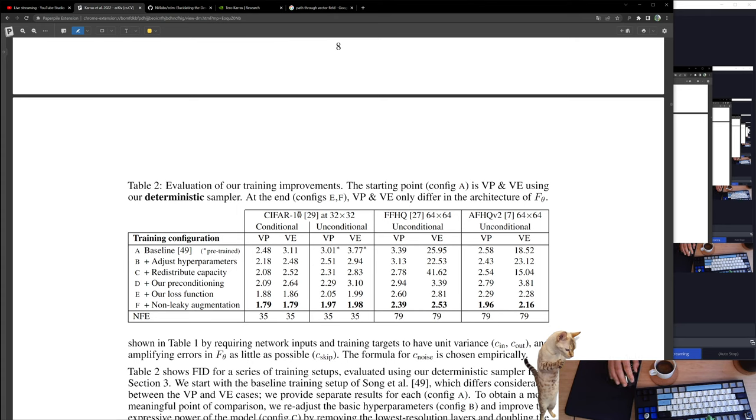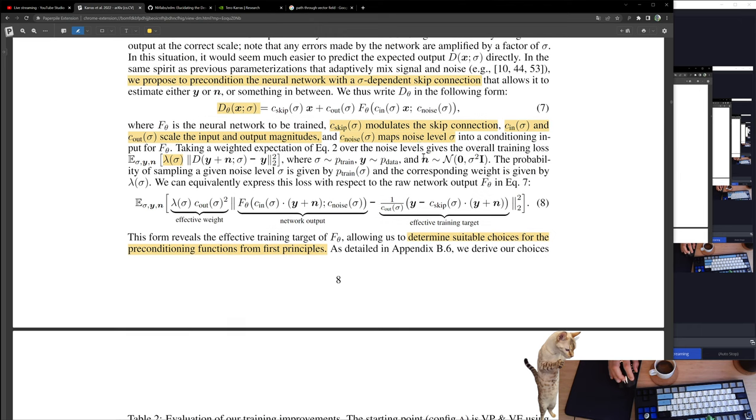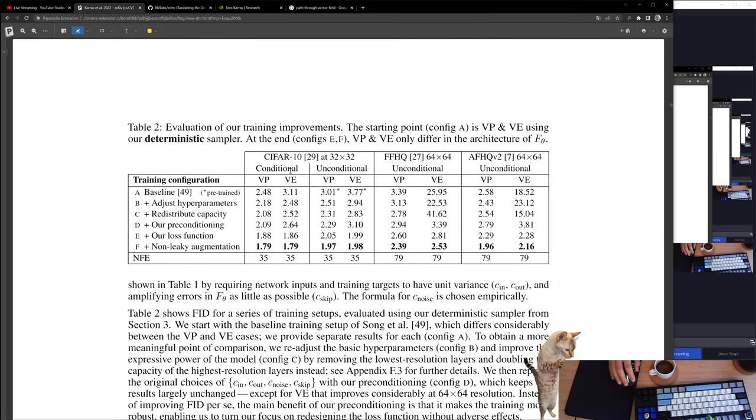Okay, so these are the datasets here: CIFAR10, FFHQ, AFHQ. Training configuration. So these are the different conditional, unconditional. So are they conditioning it on the skip connection? The skip connection is what conditions it, right? So they're adding that. So basically, I think this is a skip connection, no skip connection. Neural function evaluations. So this is how many times you perform inference. So 35, 79 steps, 35 steps. And you're seeing the result of this kind of like an ablation here: preconditioning, loss function, non-leaky augmentation.